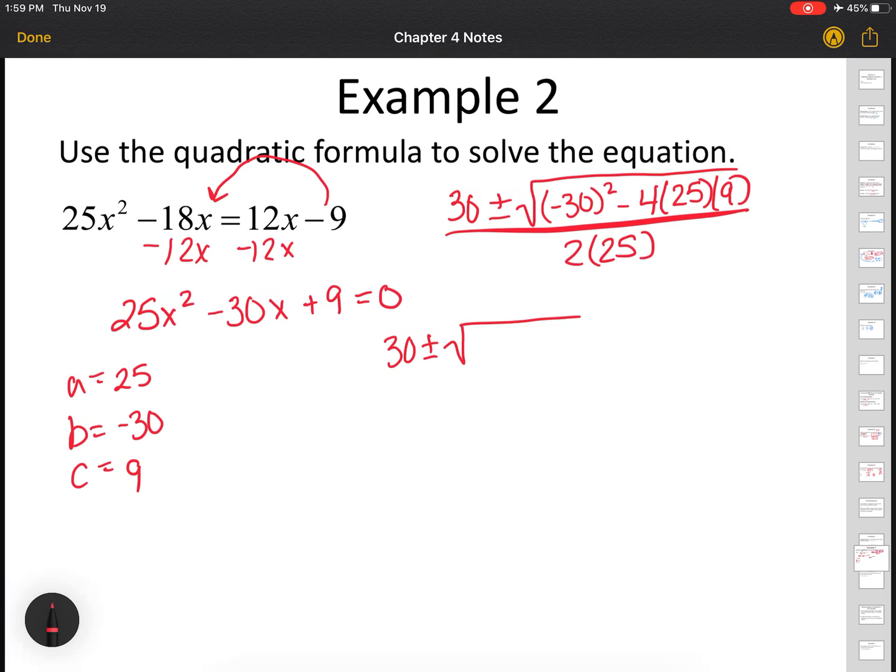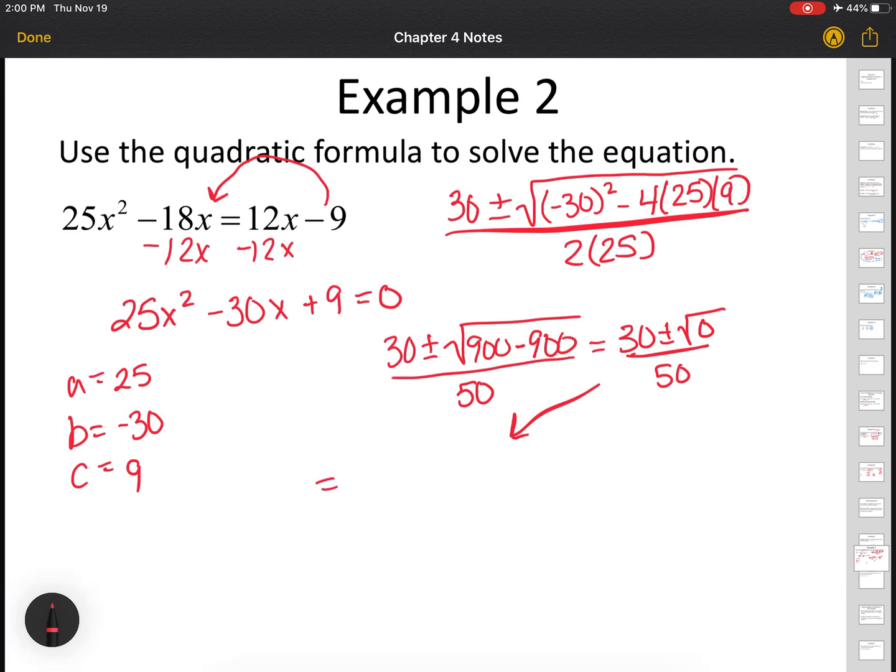Well, negative 30 squared, that's 900, minus 4 times 25 times 9. I like to think of this as 4 quarters make $1, or like 100, times 9 is $9, or 900. All over 2 times 25, or 2 quarters, make 50 cents, or 50. And if I simplify this, 30 plus or minus 900 minus itself is 0, all over 50.